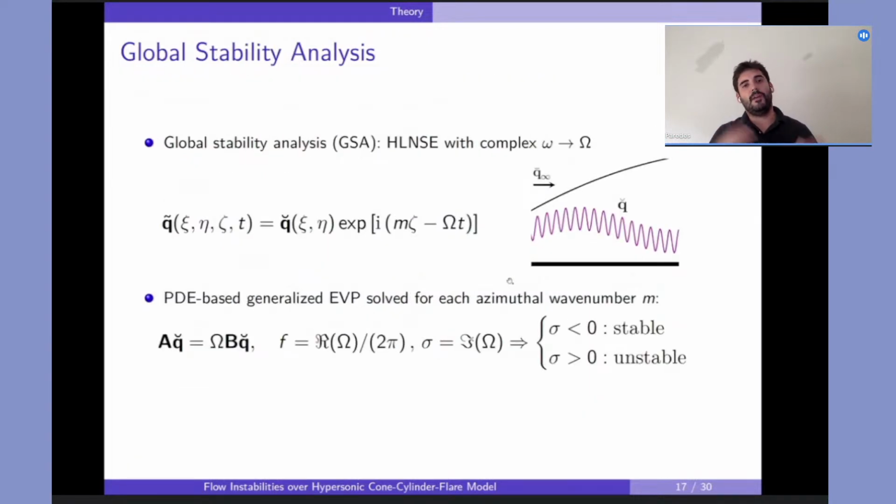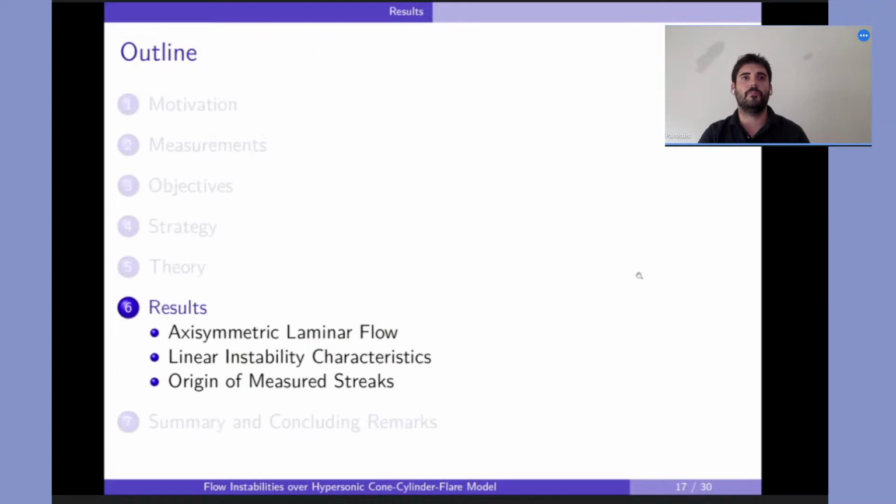And also, another method that we have used for this is the global stability analysis. So, for example, we have separation or a cavity. The flow is super non-parallel in that region, and that can trigger global instabilities. And for that, we solve actually the same equations of the HLNSE, but with complex frequency. So the real part is the frequency, and the imaginary part is the growth rate of the disturbances. So in this case, if we get a mode that is unstable, that mode means that it's going to grow in time, and it's going to dominate the instability of that flow.